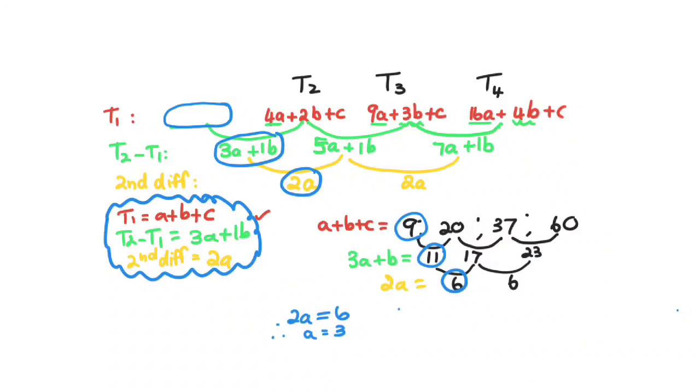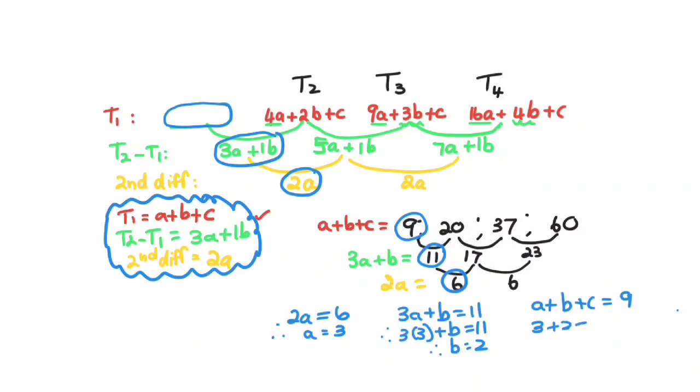Now we go to the middle one. 3a plus b equals 11. So 3 times 3, we have the 3 already, equals 11. So b is going to be 2. And then the third one is the top one, a plus b plus c. I already have is equal to 9. I already have a, that's 3. I have b, that's 2. So that is 9 minus 5, which gives me c is 4.